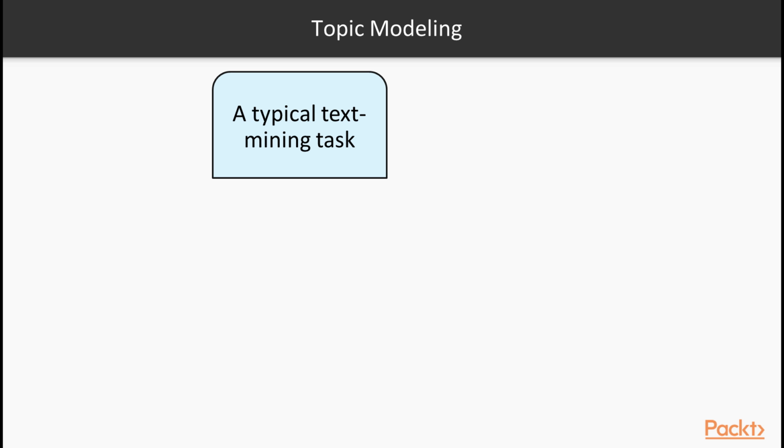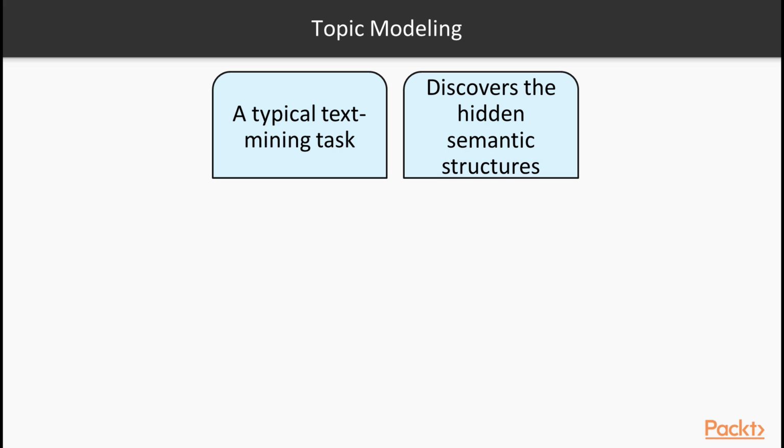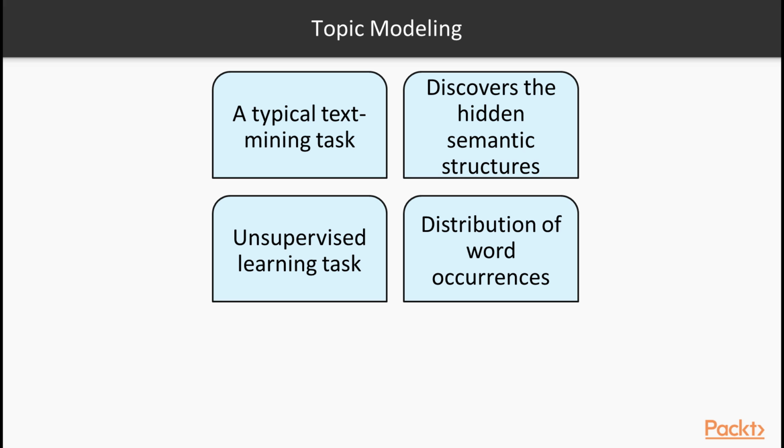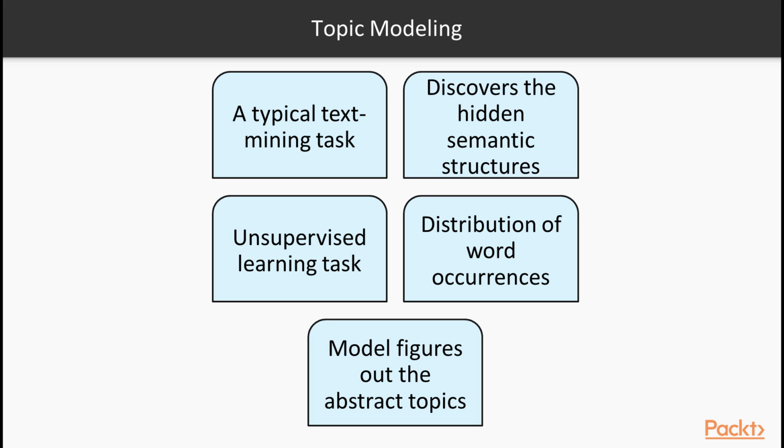Gensim is famous for its powerful semantic and topic modeling algorithms. Topic modeling is a typical text mining task of discovering the hidden semantic structures in a document. Semantic structure in plain English is the distribution of word occurrences. It is obviously an unsupervised learning task. What we need to do is feed in plain text and let the model figure out the abstract topics.